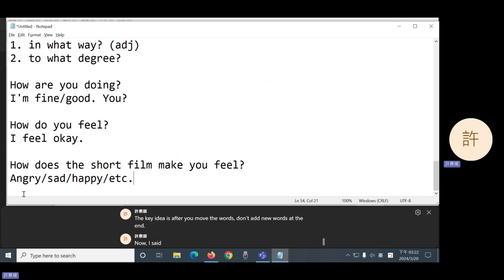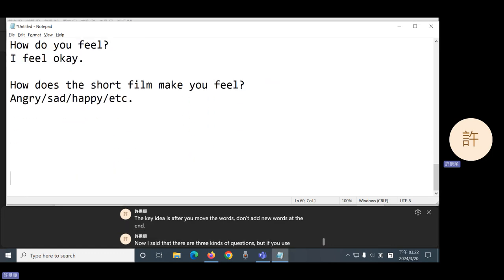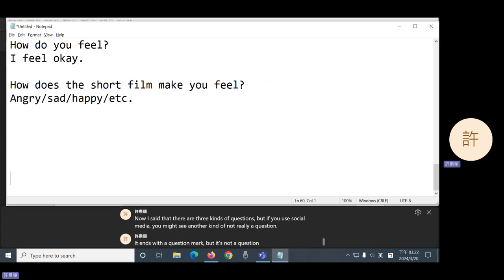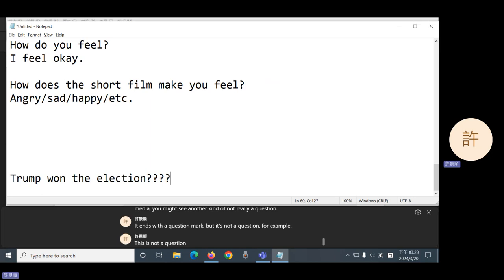Now, I said that there are three kinds of questions, but if you use social media, you might see another kind of, not really a question. It ends with a question mark, but it's not a question. For example, this is not a question. This is an expression of surprise, disbelief, and shock. The question marks are to express emotion. The person who says this already knows the answer. They're just expressing how hard it is to believe.